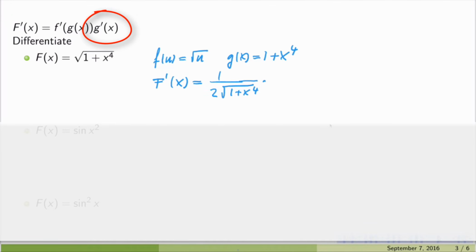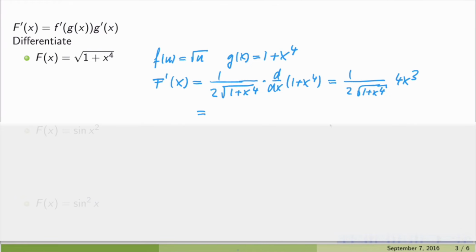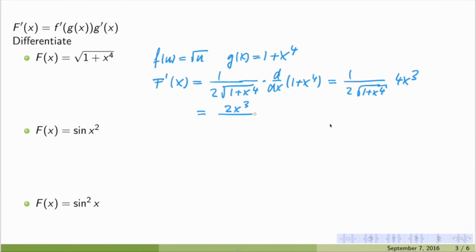And then we multiply by the derivative of the inner function. So let's write this down, d by dx of 1 plus x to the 4. So then this is 1 divided by 2 root 1 plus x to the 4, and then differentiate the function g. Derivative of 1 is 0, and derivative of x to the 4 is 4x to the 3, power rule. Then we write this nicer as 2x to the 3 divided by root 1 plus x to the 4. So that is the derivative of this composite function.